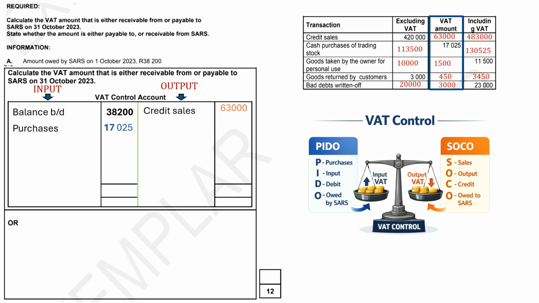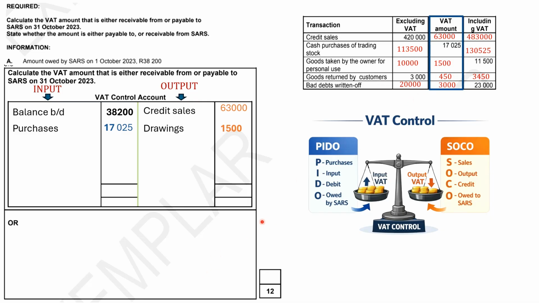Okay, the next transaction we have is goods taken by the owner for personal use. So again, follow the goods. Where are the goods? The owner has taken the goods out. Are these goods coming in or going out? The goods are going out. So we put it on the credit side as drawings 1,500. The next transaction we are given is goods returned by customer 450.